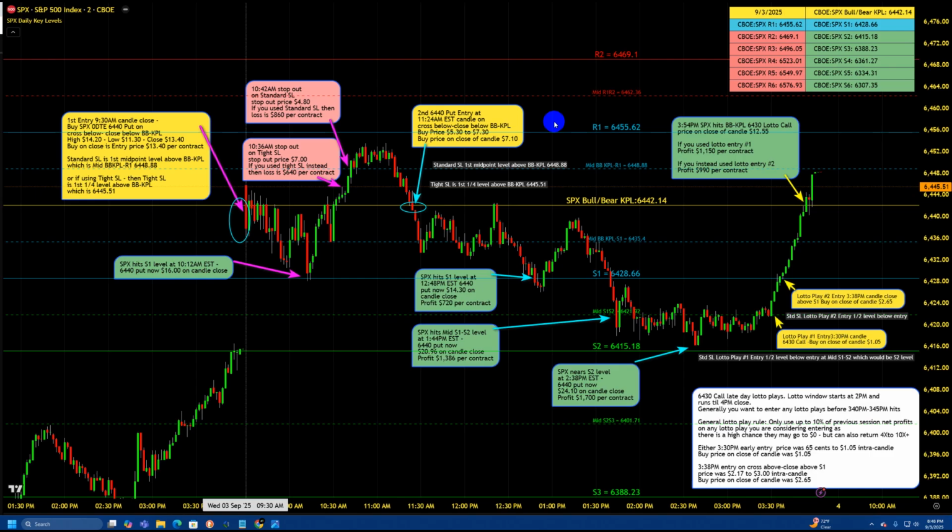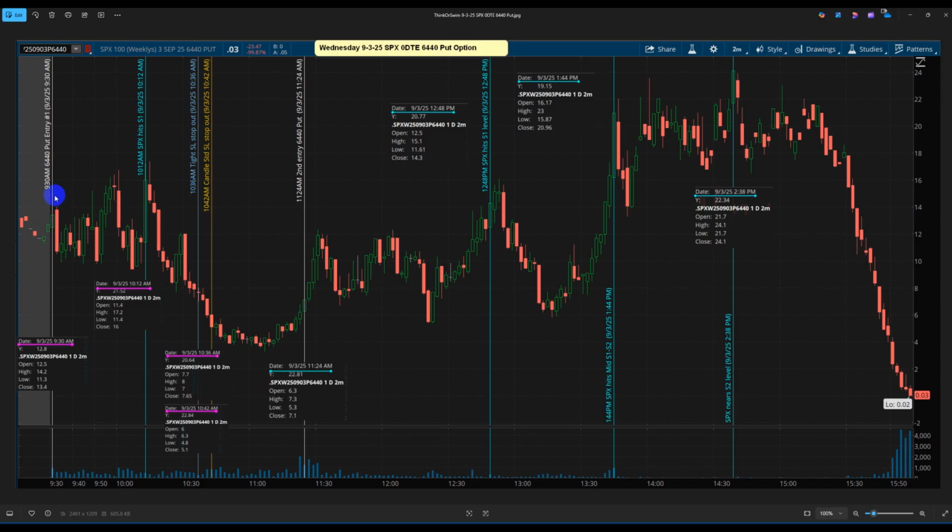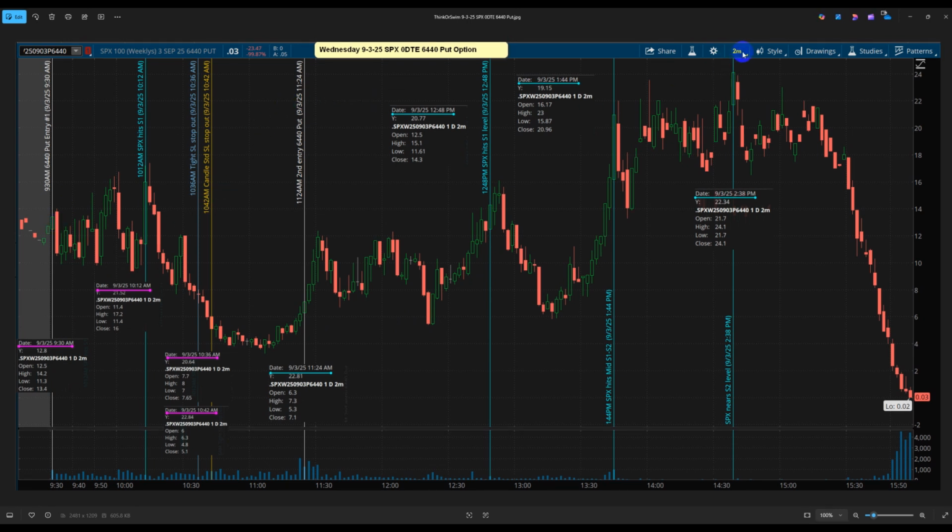Okay, so right now what we're going to do is we're going to look at the thinkorswim charts. Okay, so first off, the 6440 put. So if you remember, we had the 930 candle here, which we bought on the close of $13.40 per contract. So this is a 2-minute chart again. So this is the open, high, low, and close.